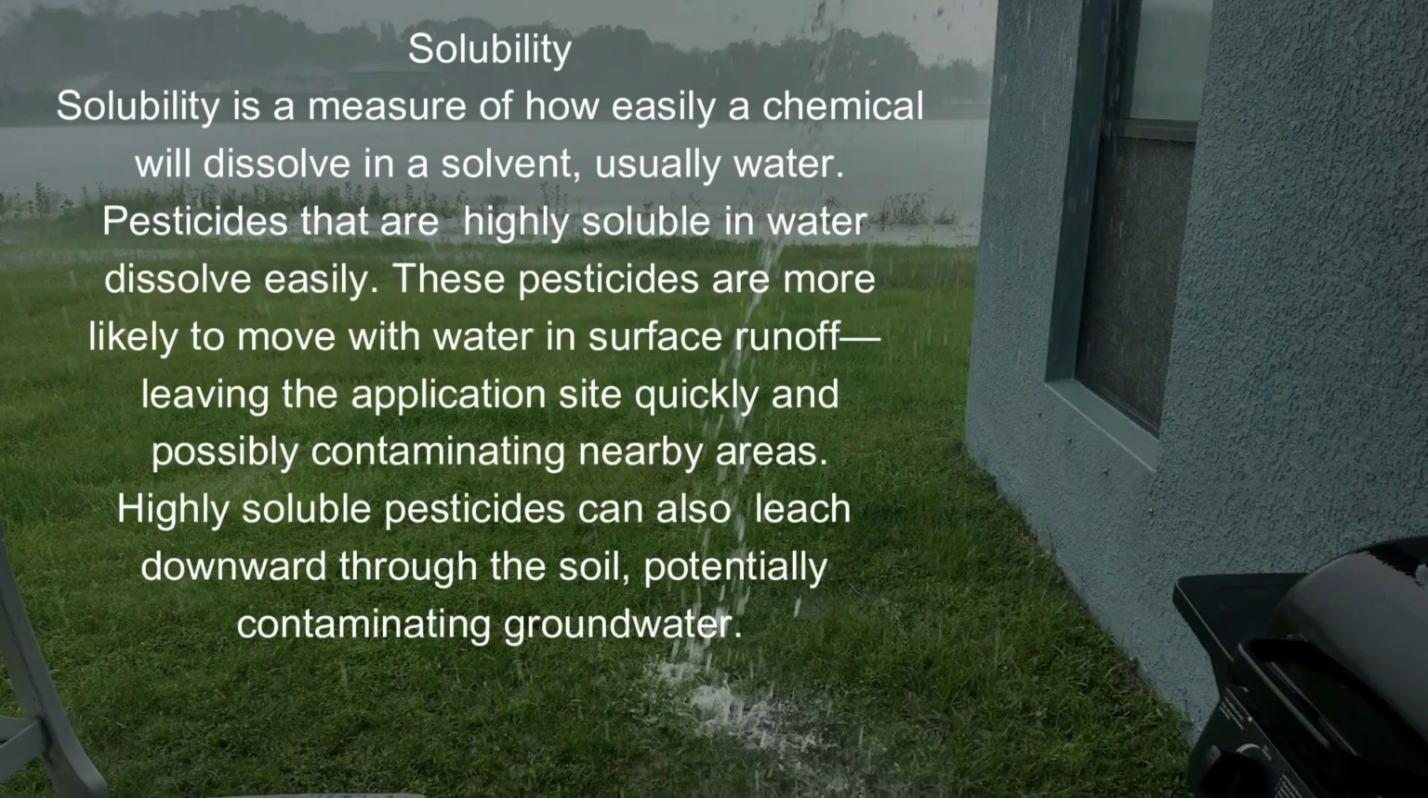Solubility. Solubility is a measure of how easily a chemical will dissolve in a solvent, usually water. Pesticides that are highly soluble in water dissolve easily. These pesticides are more likely to move with water and surface runoff, leaving the application site quickly and possibly contaminating nearby areas. Highly soluble pesticides can leach downward through the soil, potentially contaminating groundwater.